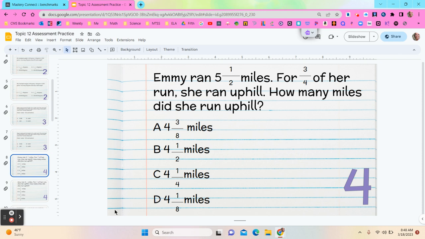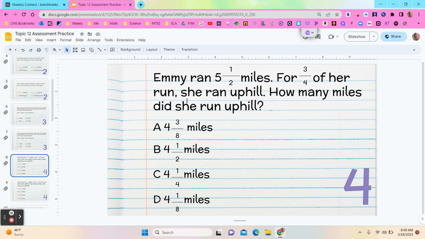All right, so first let's take a look at problem 4. Now this is one that's like the one on your test. It's not the same one. And we also have problem 8. Those were the two fraction problems. So this one says, Emmy ran 5.5 miles. For 3/4 of her run, she ran uphill. How many miles did she run uphill?